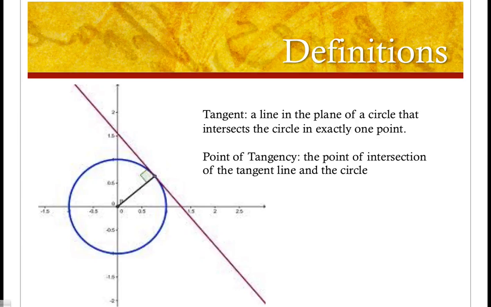which gives us our definition then: a tangent line is a line in the plane of a circle that intersects the circle in exactly one point, and the point of tangency is the actual point of intersection of the tangent line and of the circle.